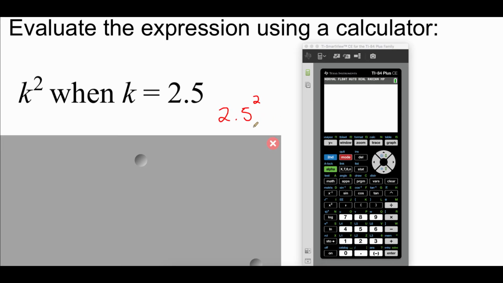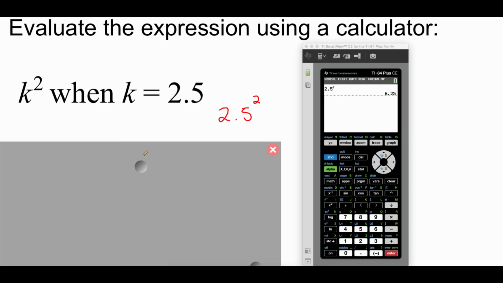Now, on your calculator, and I know mine might look a little bit different than yours, somewhere on your calculator, mine is right here, we probably have a button that says x squared. So if I want to evaluate 2.5 squared, what I'm going to do first is type in 2.5, and then hit that x squared button. You can see on my calculator, it puts that little squared power up above the 2.5. Now, if I hit enter or equals, it's going to tell me that the answer is 6.25.